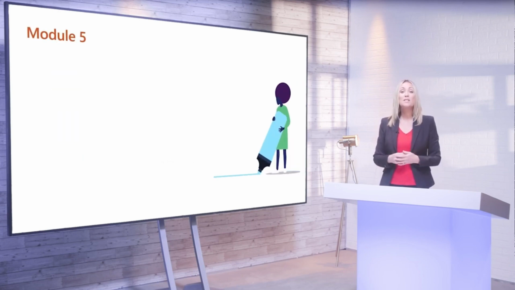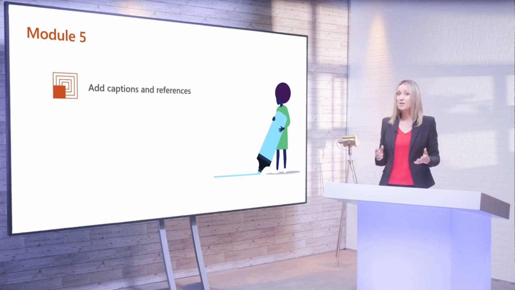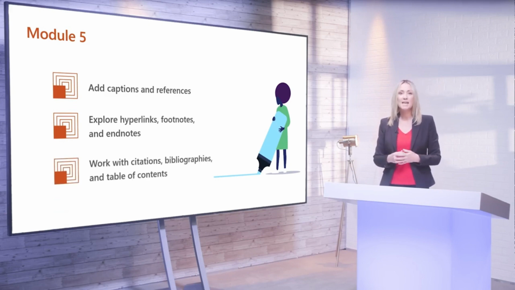Module 5 looks at finalizing documents in Microsoft Word. This includes a review of accessibility features, how to set save options, controlling text flow, adding captions and references, adding hyperlinks, footnotes and endnotes, and slightly more complex tasks such as adding citations, a bibliography and a table of contents.